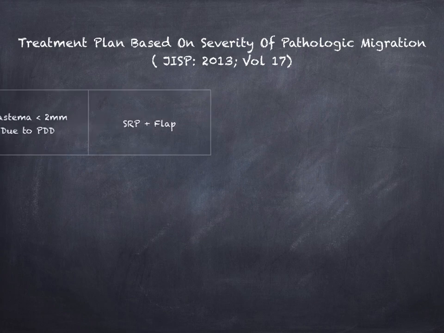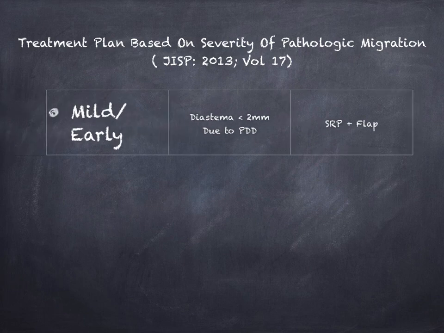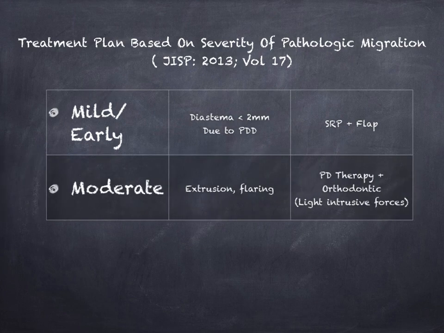In mild to early cases where the diastema is less than 2 millimeters due to periodontal disease, the treatment plan would include scaling, root planing, and if required, a flap. In moderate cases, where along with the diastema you also see a certain amount of extrusion and flaring, periodontal therapy plus orthodontic forces is used. The point to be remembered here is to use light intrusive forces and make sure that there is at least 50% or more of periodontal support.